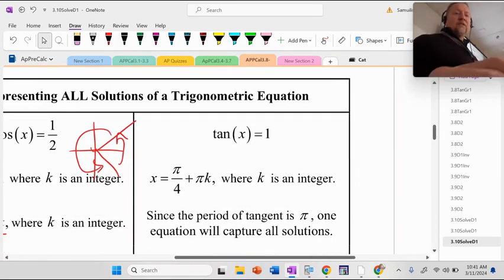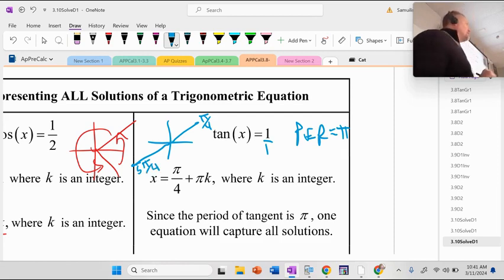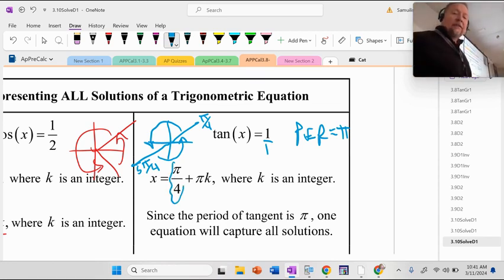What's the period of tangent, everybody? Pi. So where do you get tan of x equals 1? You get that at the 45s, pi over 4, but then also 5 pi over 4, because that's negative 1 over negative 1, which is 1. How far away are these answers from each other? All the way around, there to there and there to there. Pi.